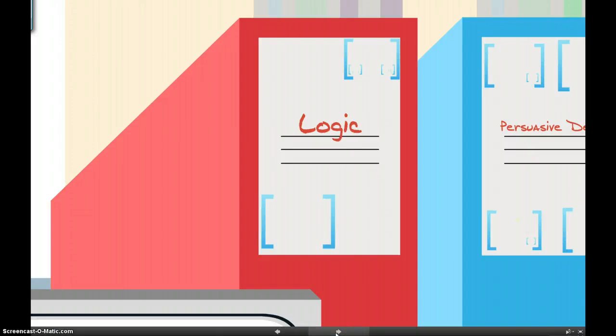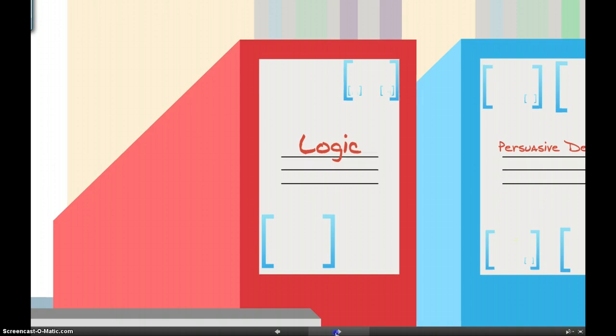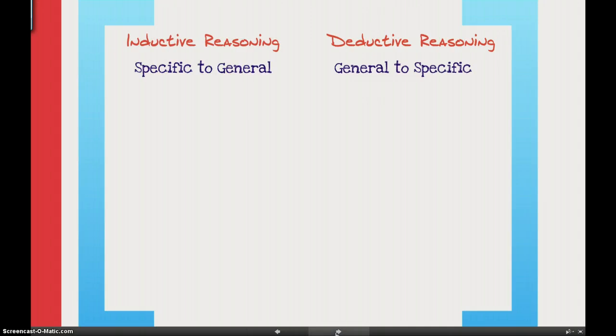So we've moved on from analysis to evaluation, and one part about evaluating informational text is looking at the logic or reasoning behind an informational text's information or arguments. So the first thing we need to look at with logic is deductive reasoning and inductive reasoning. These are two different types of reasoning that an argument or information can have. Deductive reasoning is general to specific, and inductive reasoning is specific to general.